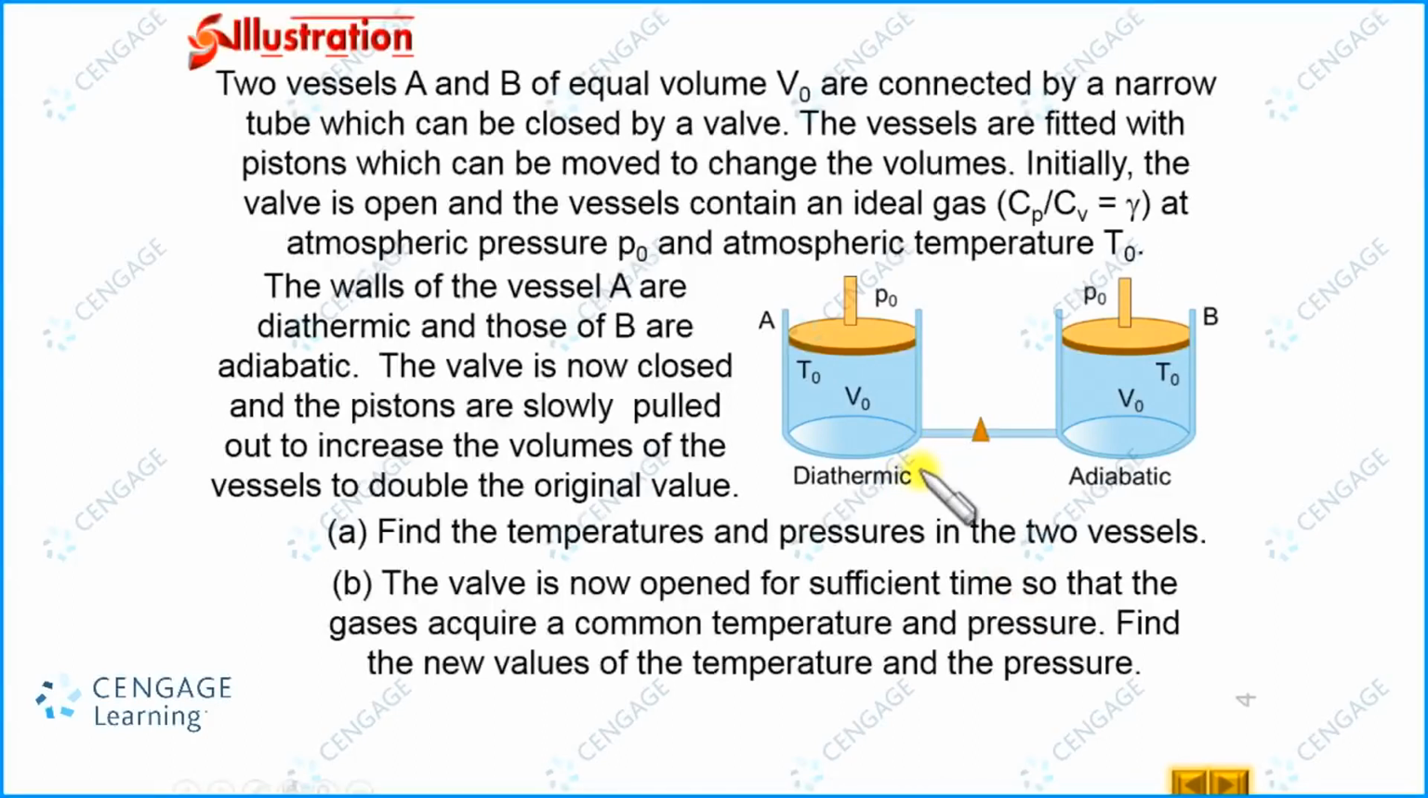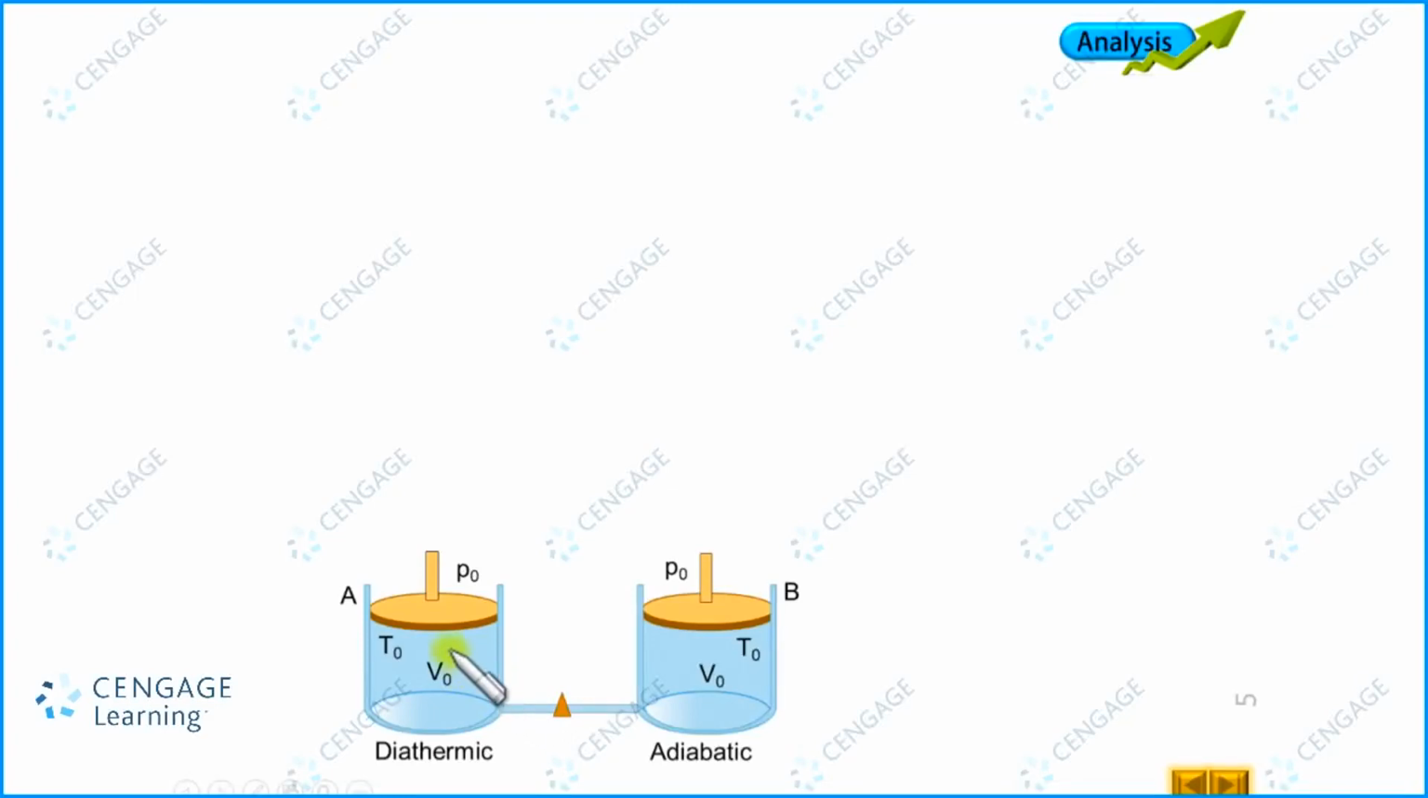Okay. Analyze the first case. The first case is: initially the valve is open, then we close the valve and increase the volume. So let us move to the analysis part of the first part. This is the diagram when the valve is closed. When the valve is closed, the initial pressure is P0. Initial pressure here is also P0. Initial volume is V0. Initial volume here is also V0. Initial temperature is T0 and initial temperature here is also T0.